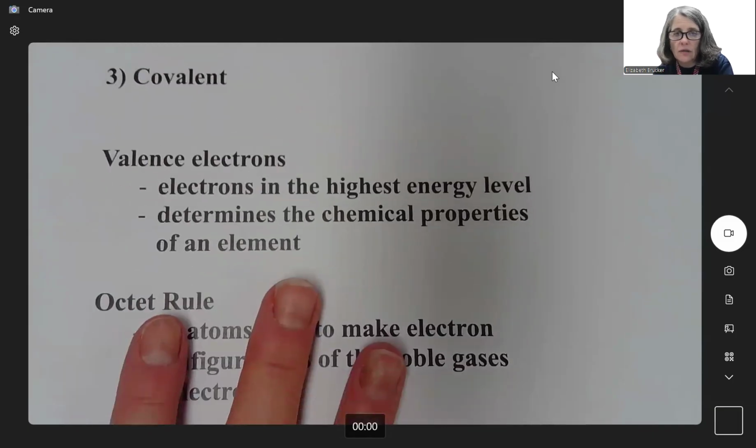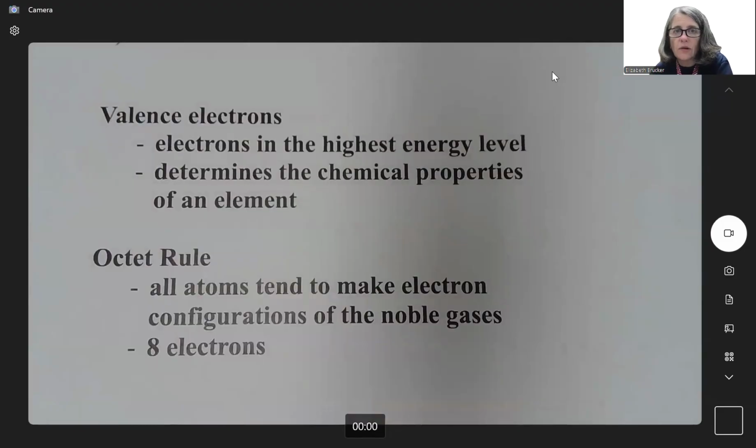So valence electrons, as we've discussed before, are electrons in the highest energy level, and they determine most of the chemical properties of an element. And we've also discussed the octet rule, which is that atoms tend to make the configurations of the noble gases. We are going to skip electron configuration for this discussion, but we get that magic 8. It's all about 8 electrons in that outermost shell.